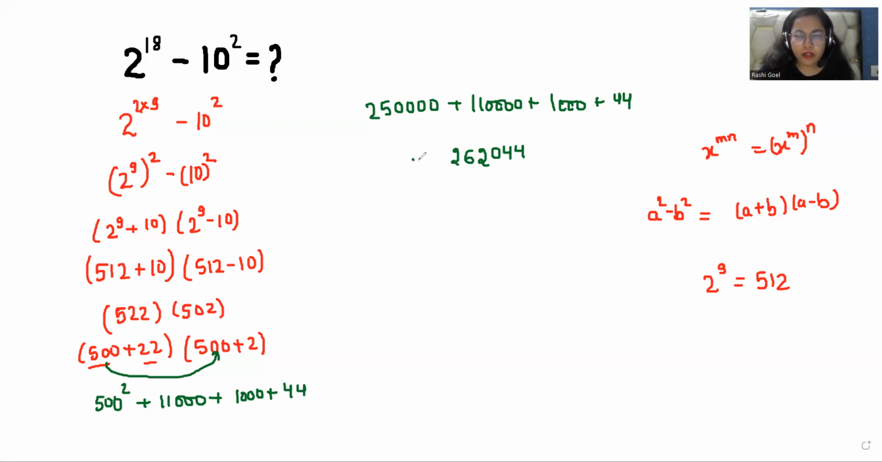So the final answer is 262044. So we found it without using a calculator.